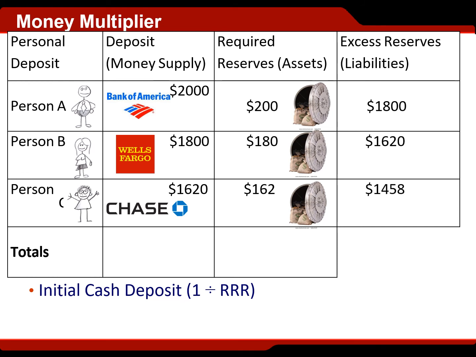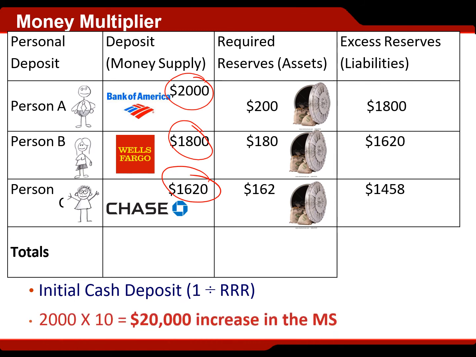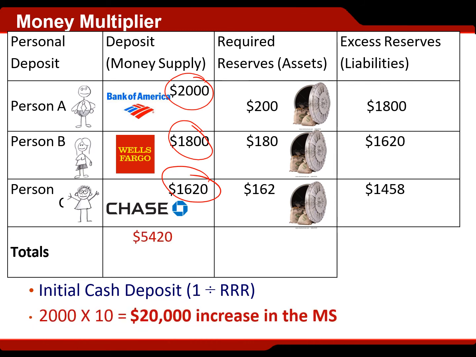Now, if we just add up all the stuff that we've just done so far. And keep in mind, we're not at the end of our chain reaction by any means. This is just the beginning. But if we were to go back and add 2000 plus 1800 plus 1620, what we're going to get is 5420. Okay. If we add 200 plus 180 plus 162, we're going to get 542.